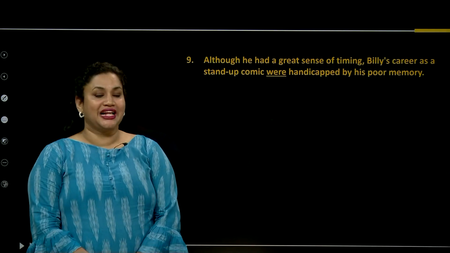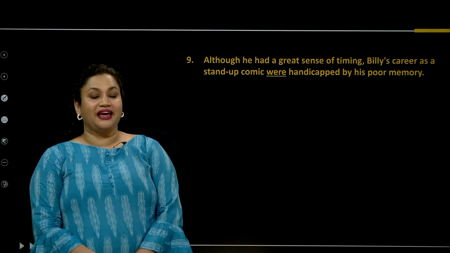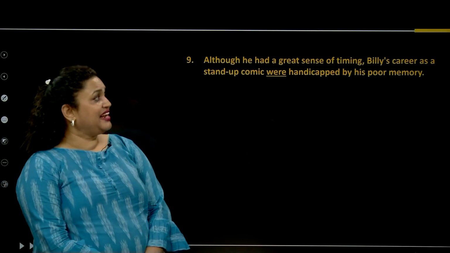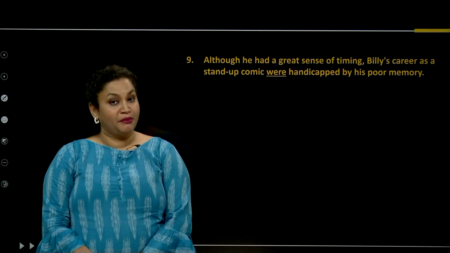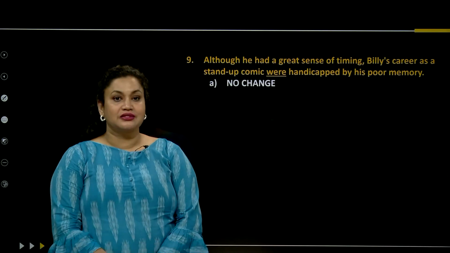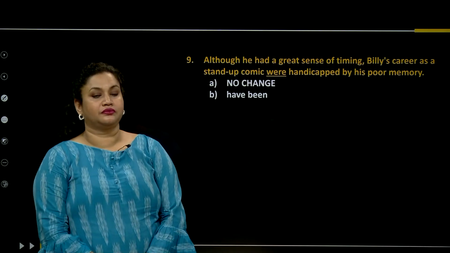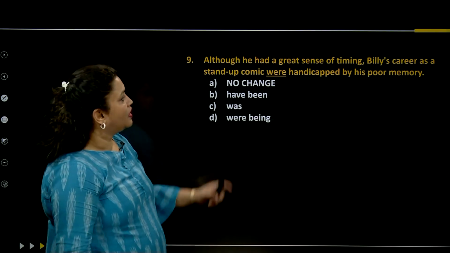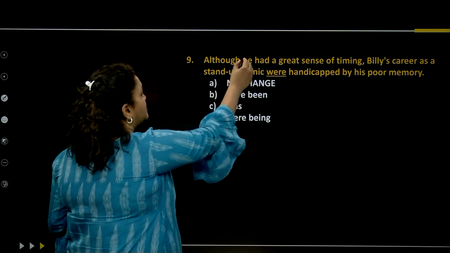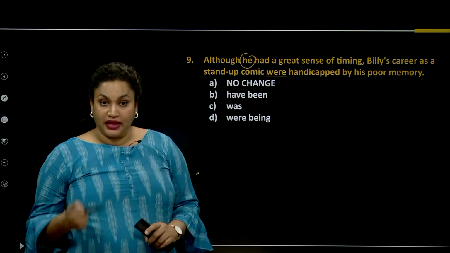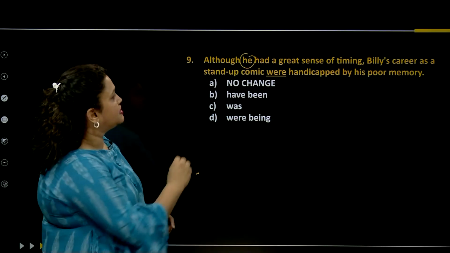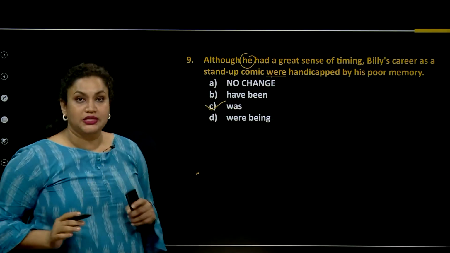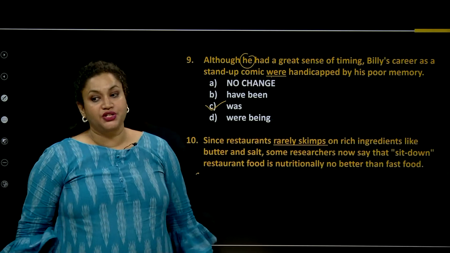Although he had a great sense of timing, Billy's career as a stand-up comic were handicapped by his poor memory. Let's see the options. Here, we are talking about a singular person. Therefore, instead of were, we are going to use a singular verb, was. Let's go to the next question.